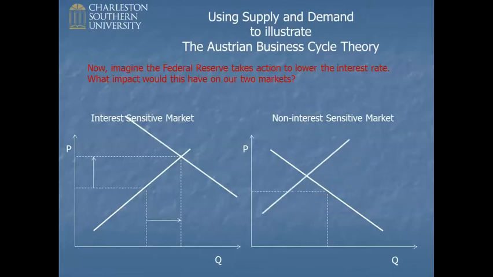And so what actually happens is that those extra resources are bid away from the non-interest sensitive market. So our supply curve has shifted back to the left as resources have been bid away from the non-interest sensitive market over to the interest sensitive market.